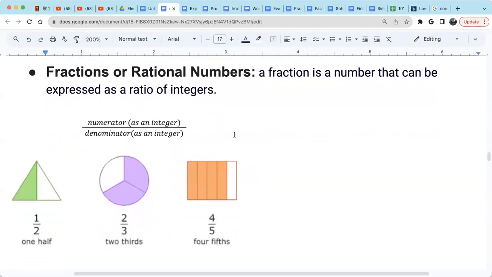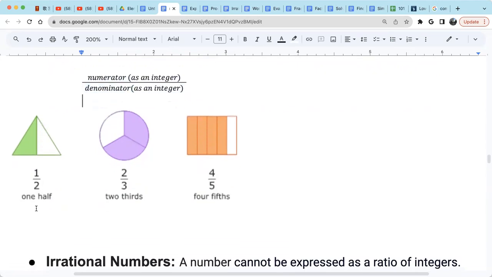Fractions, or rational numbers. A fraction is a number that can be expressed as a ratio of integers. So a numerator, which is an integer, and a denominator, which is also an integer, like this one, half, 1/2. We're treating this triangle as one thing, right? So the green part is a half of this triangle.